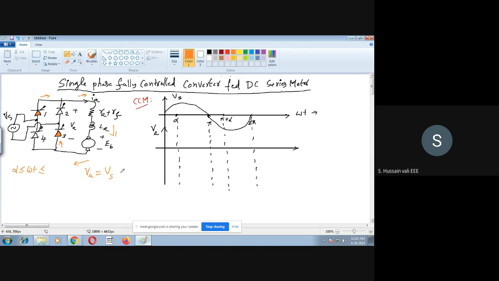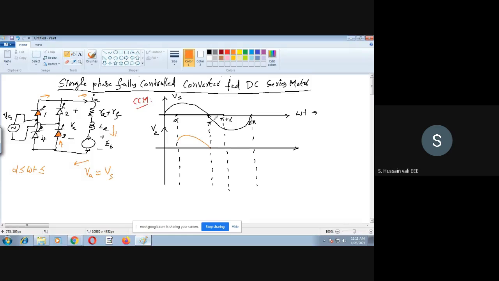Why is it so? Just like the previous case, the output voltage is the same as the supply voltage if the thyristors are conducting. So Va is equal to Vs. Here at alpha, Va is equal to Vs, so you draw the waveform similar to that. This is till omega t is equal to pi.